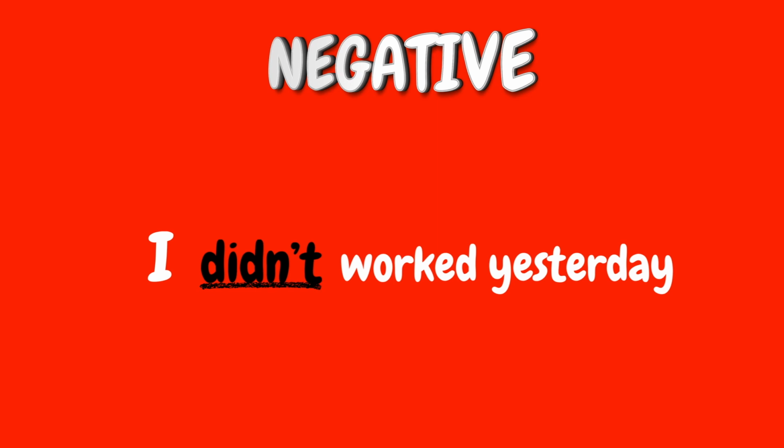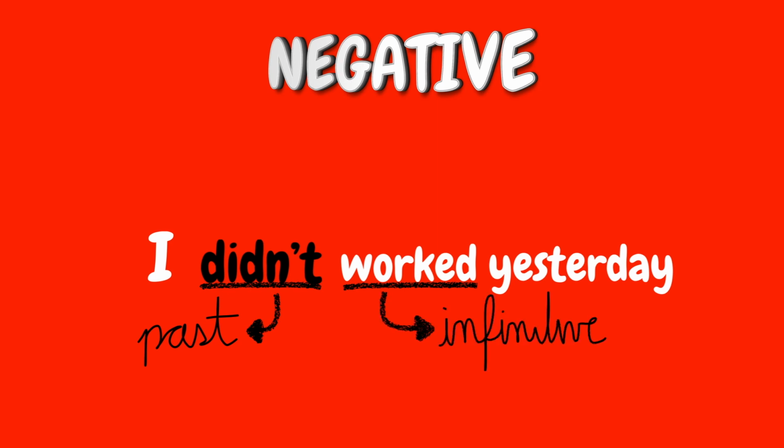But because didn't is already in the past, the main verb cannot be in the past anymore. We need to change the main verb. We need to use the infinitive form of the main verb, work. So the negative form of the past simple is I didn't work yesterday. Repeat after me, please. I didn't work yesterday.